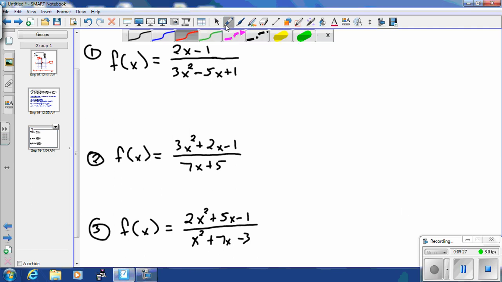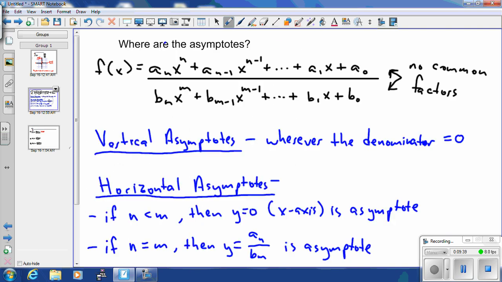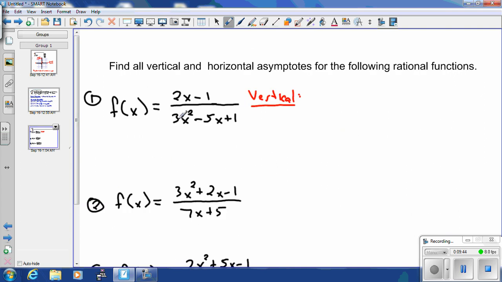First I'll look at the vertical asymptotes. We know that a vertical asymptote will exist wherever the denominator is equal to 0. So I set this equal to 0. I don't think this factors. Let's give that a shot real quick. After looking at it a bit, it does not factor. So we can always solve, since that's a quadratic, using our quadratic formula.